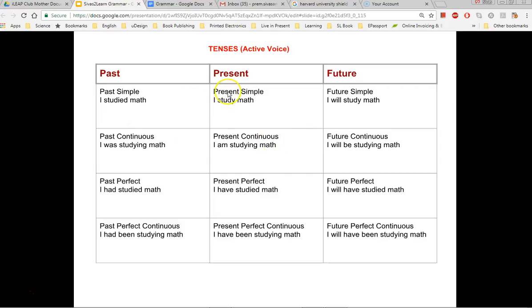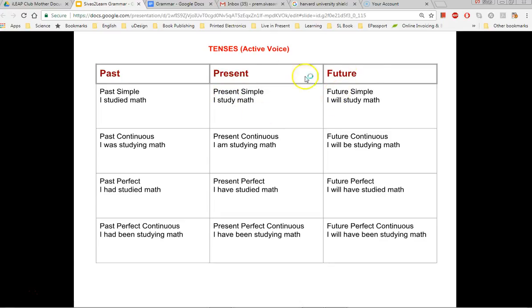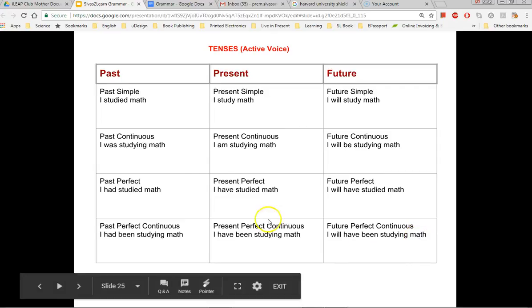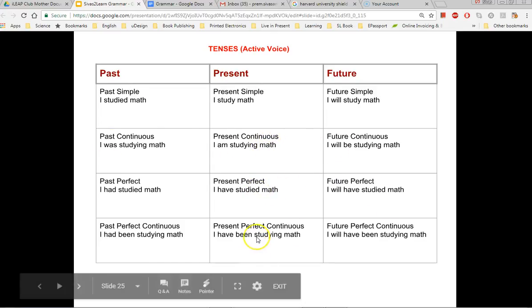So simply you have to replace this present with past, then past simple, past continuous, past perfect, past perfect continuous. Again, present you just replace with future: future simple, future continuous, future perfect, future perfect continuous. So easier to remember that. Only you have to remember simple, then replace that one here, then continuous, replace here, and perfect, replace here, and present perfect continuous, replace here.